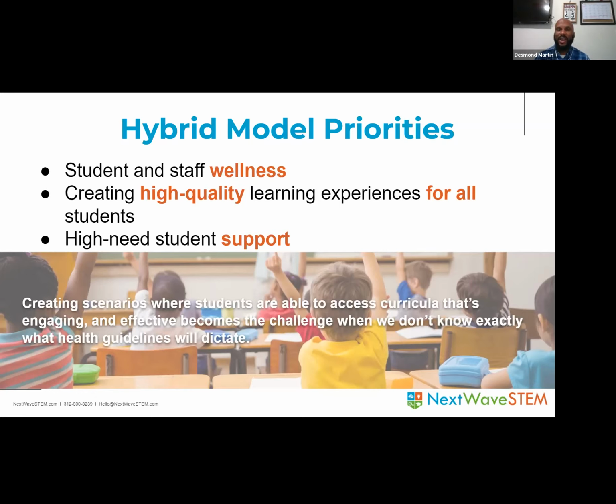But our second priority is high quality learning experiences for all students. We focus on K through 12 students here at NextWave STEM, and we want to make sure that we're providing the opportunity for all of our students to learn in this hybrid model. But also, something that's really important is to not leave behind our student populations that need high amounts of support: special ed, early learners, our career technical education students. It is really important that they can access the curricula in engaging ways.